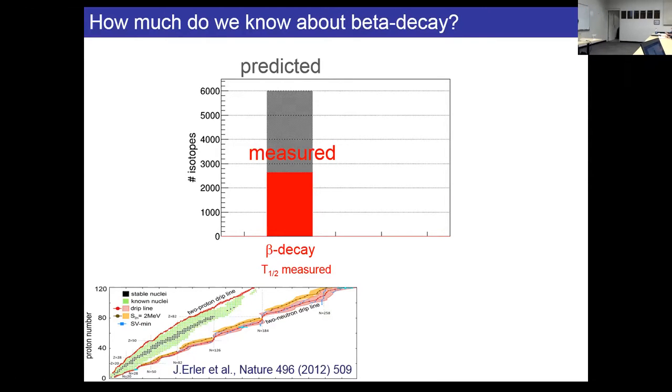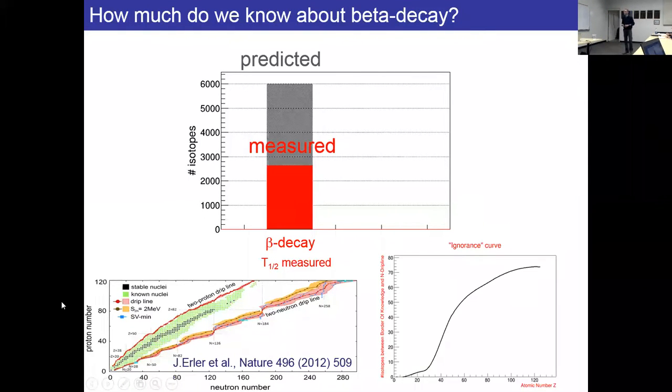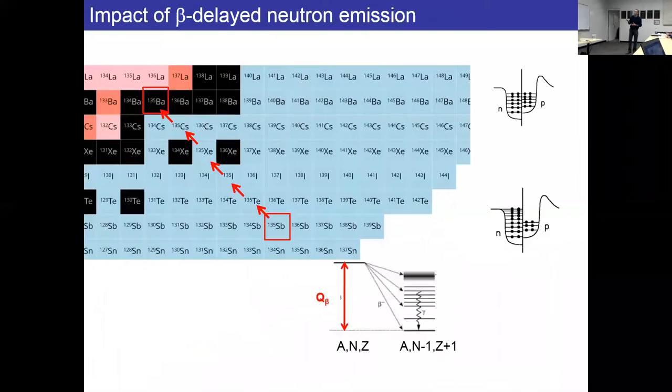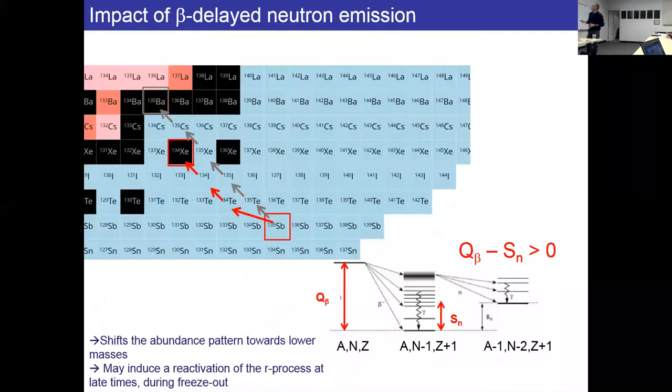Another effect related to this is the beta-delayed neutron emission, which I want to discuss briefly here. To explain this, I show you this part of the nuclear chart with just one example, antimony-135. If you have simple beta decay, then you end up in barium-135. And if the Q-beta value of the decay is larger than the neutron separation energy of the daughter nucleus, then it is energetically possible to emit a neutron. If you populate states above the neutron separation energy, then in the beta decay you can emit a neutron instead of emitting a cascade of gamma rays.